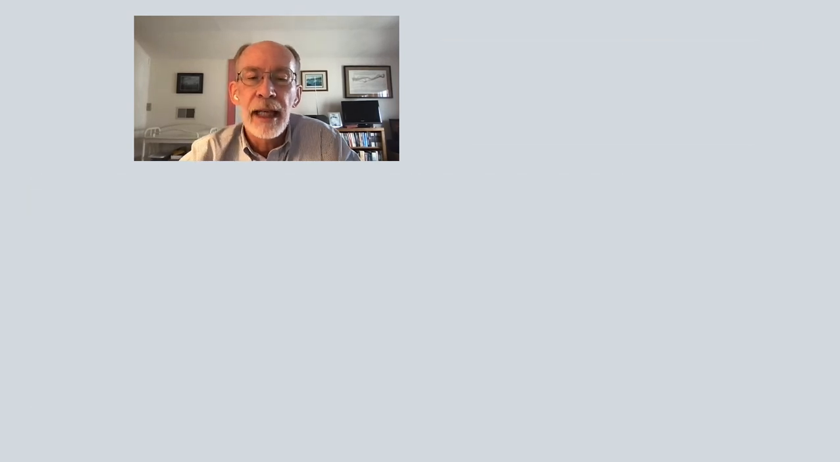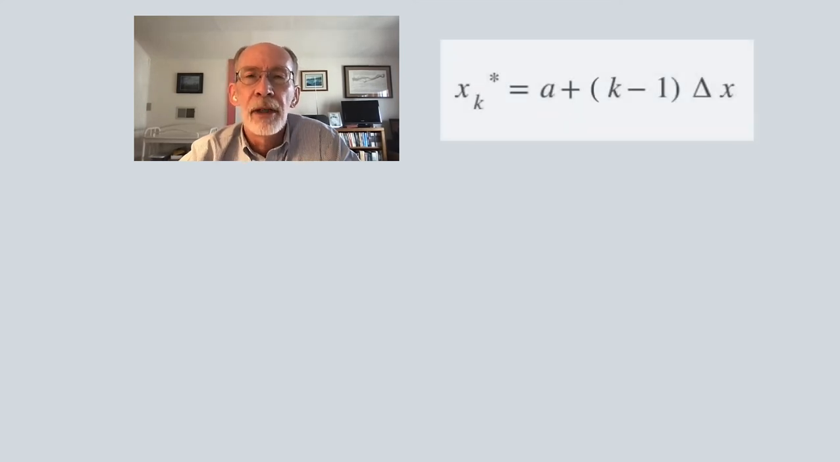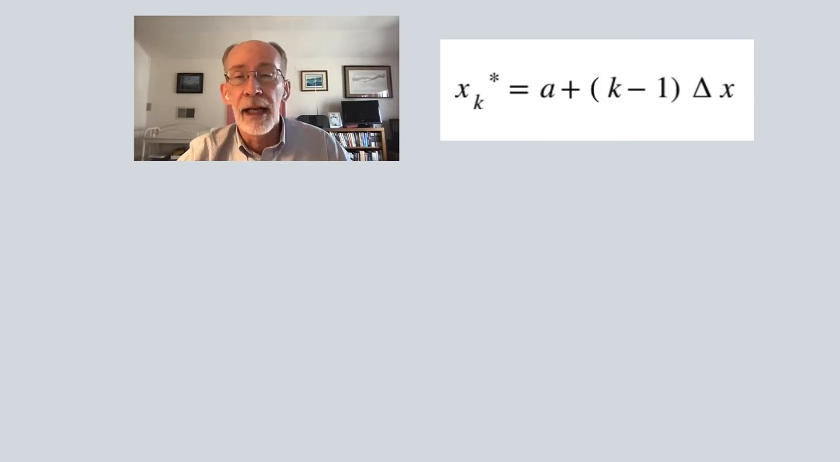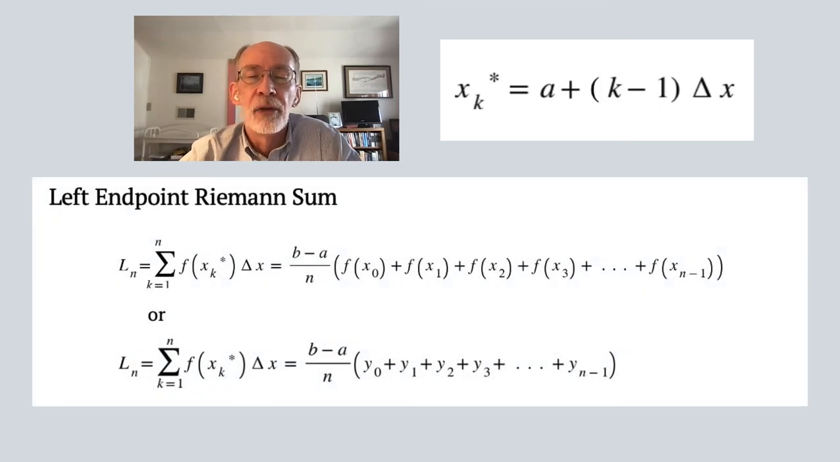If you were at the left endpoint, things don't change all that much, but your x sub k stars are going to be 1 delta x less than they were at the right endpoint. And so your x sub k stars are going to be a plus quantity k minus 1 times delta x. Your sum then is going to be b minus a all over n times f of x naught plus f of x1 plus f of x2 and so on up to f of x sub n minus 1.